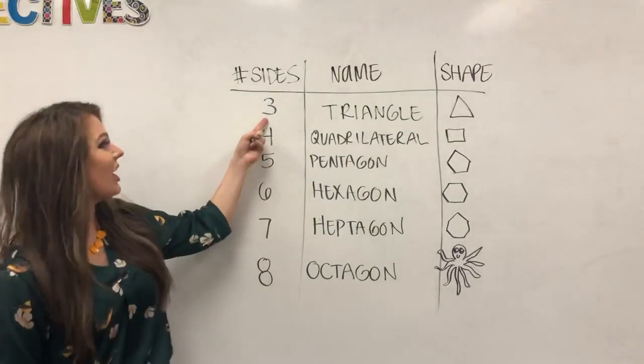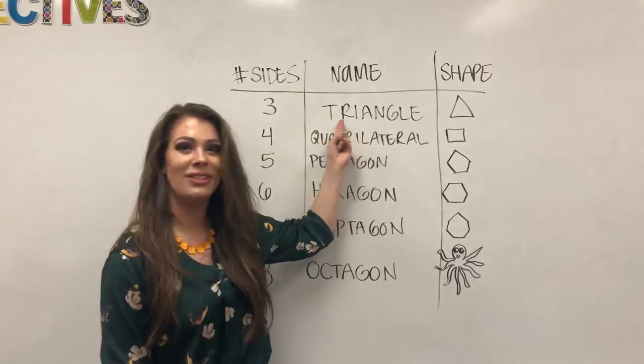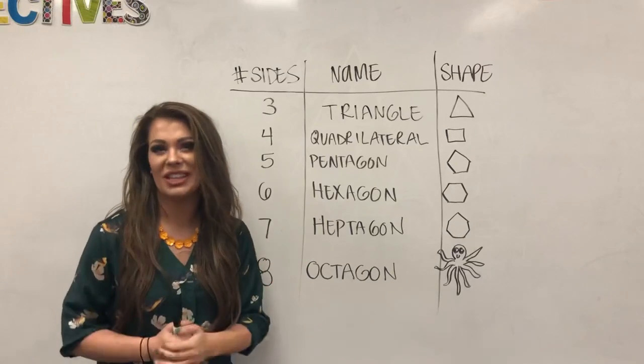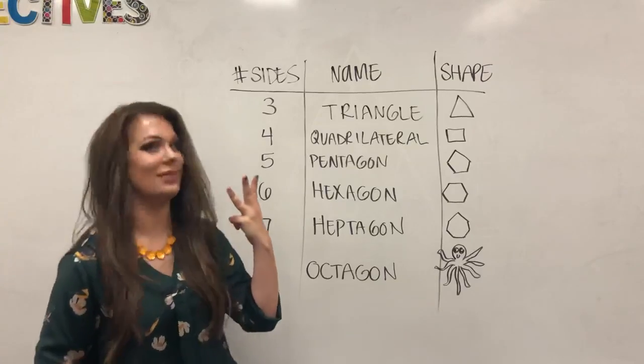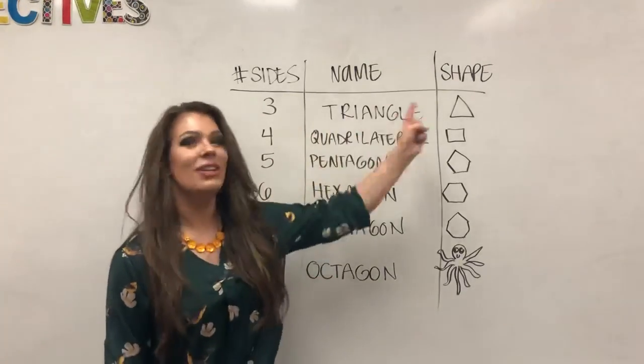So, if a shape has 3 sides, it's called a triangle. Think of the word or the prefix tri. What else have you heard that in? Tricycle, and that has how many wheels? 3, so it makes sense. 3 sides, triangle, looks like this.